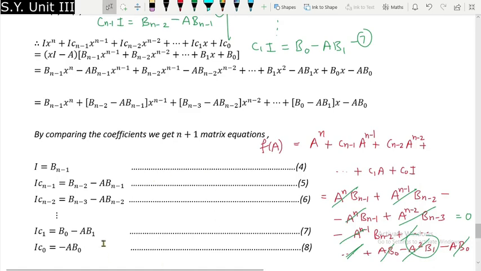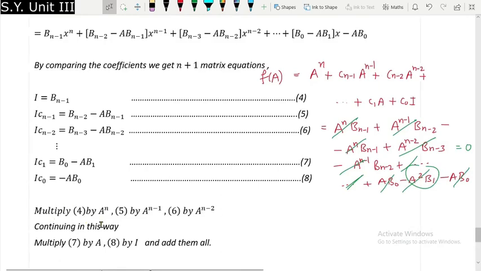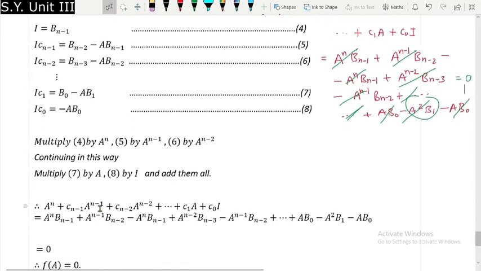So I hope till here it is fine. So these equations we got after comparing what, this is our left hand side actually, and this is our right hand side. So after comparison of this and this, we got these equations, and I have written here multiplying 4th by a raised to n, 5th by a raised to n minus 1, and so on, and by adding them you will get such kind of equations, which will be equal to 0 at last.